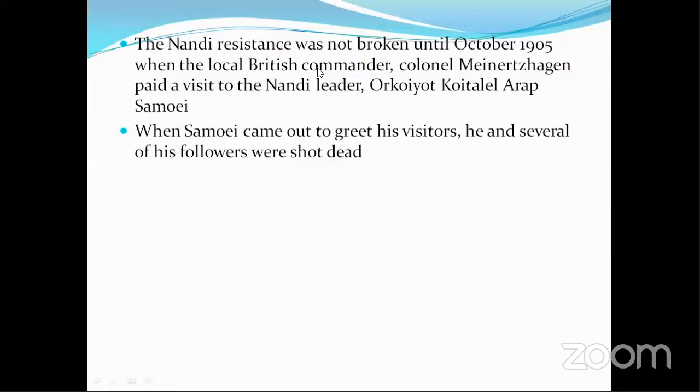There is someone. Asimwe, you can unmute. Asimwe, yes. Yeah, I'm a bit confused on that point that says the NANDI resistance was not broken. How can the people who were fighting come over to meet their enemy? How did they confront the enemy? How did they get that energy to come and meet their enemy? Oh, you are talking about the energy.